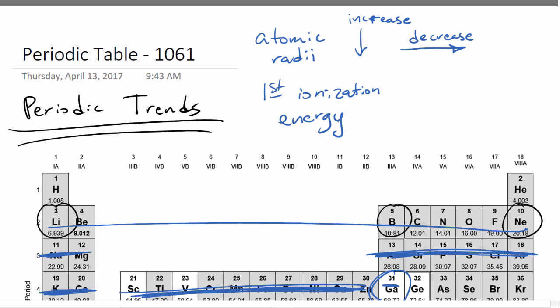All right, let's look at the trends. First, ionization energies. As we go down within a group, what happens to the values? Do they increase or do they decrease as a general rule? They decrease. As we go across from left to right, what is the general rule here? They're going to increase. And how do these trends compare to the atomic radii?